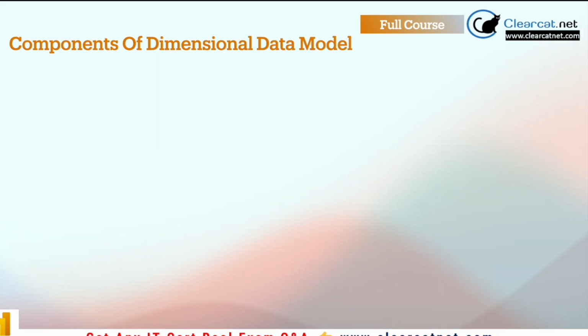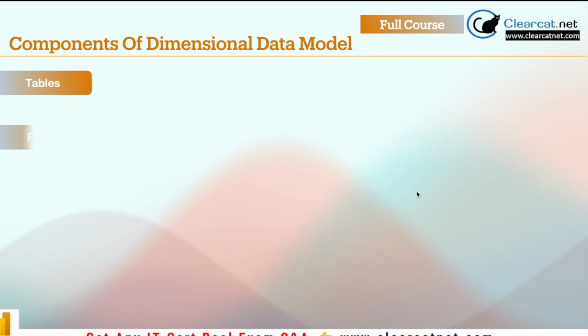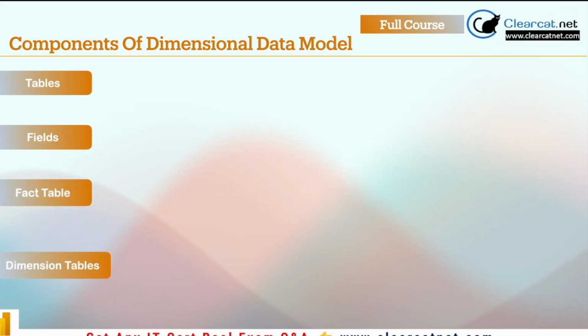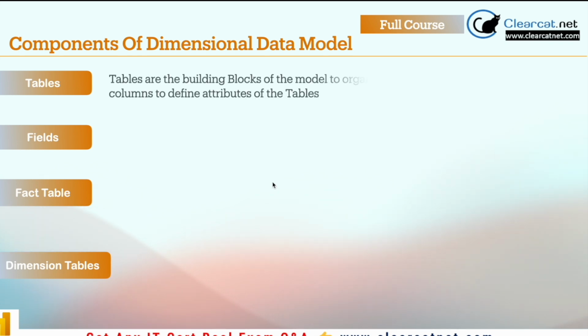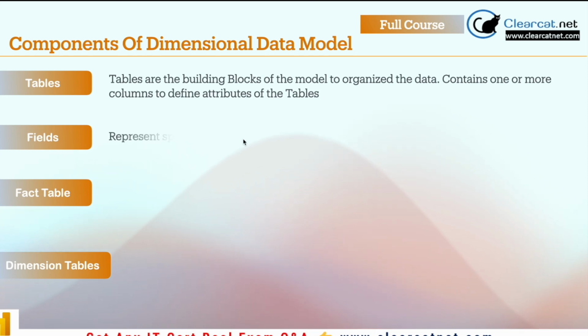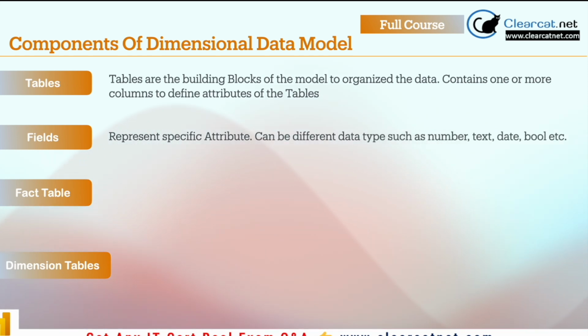The dimensional data model. Dimensional data model is the recommended one, so we are going to deep dive into it. In the dimensional data model, we have four things which we have to know. Its components: tables, fields, fact table, and dimension tables. As we know, tables contain the building blocks of the model, organizing the data and containing one or more columns to specify the attributes. Fields represent a specific attribute and can be different data types: date time, integer, number, boolean.